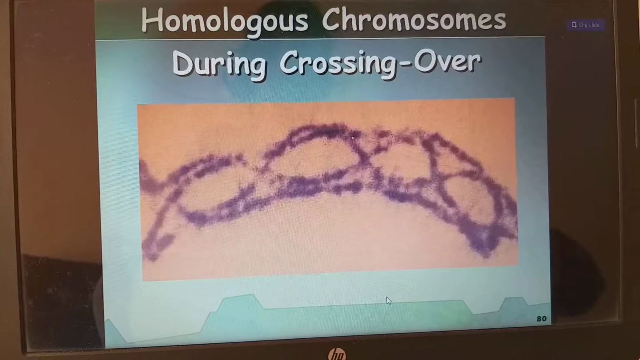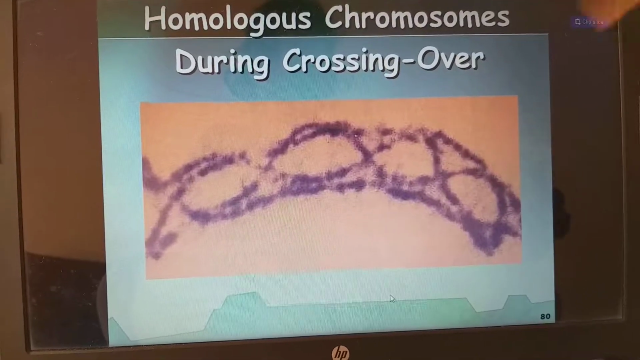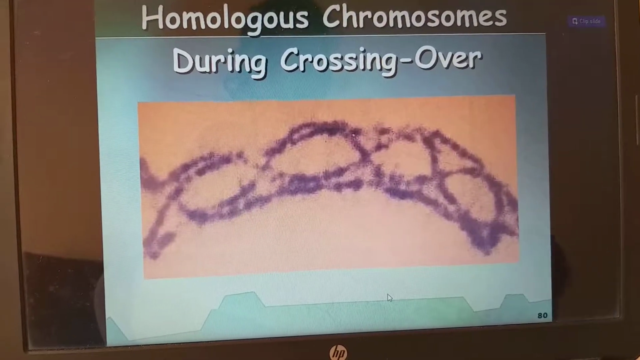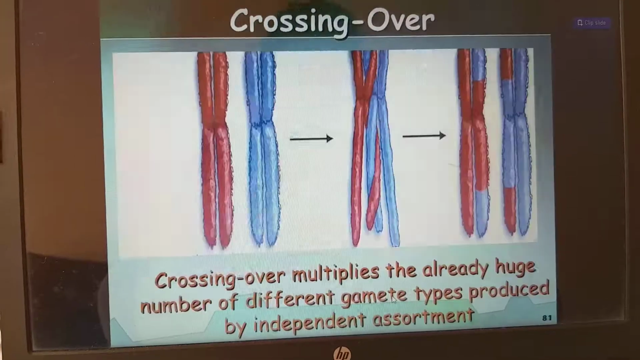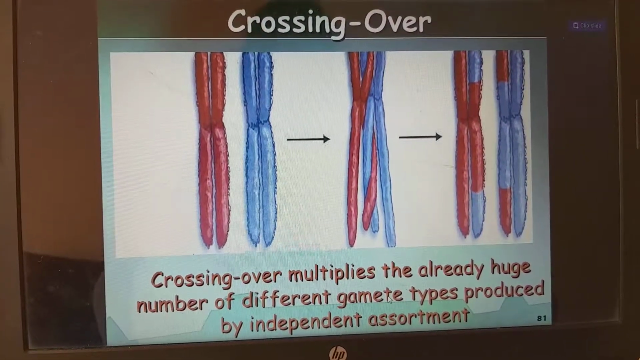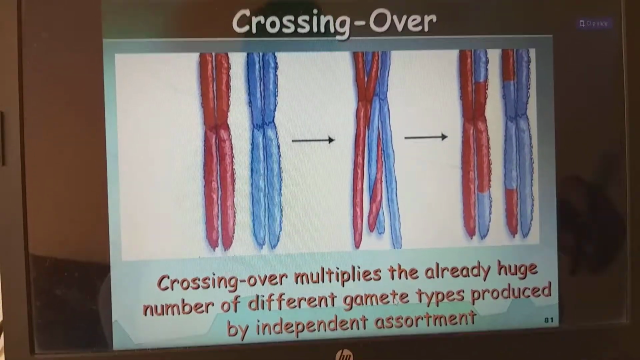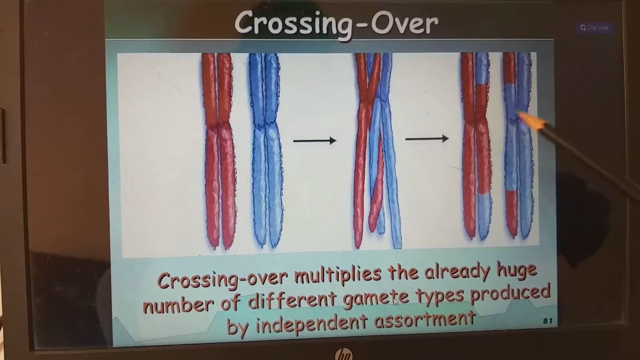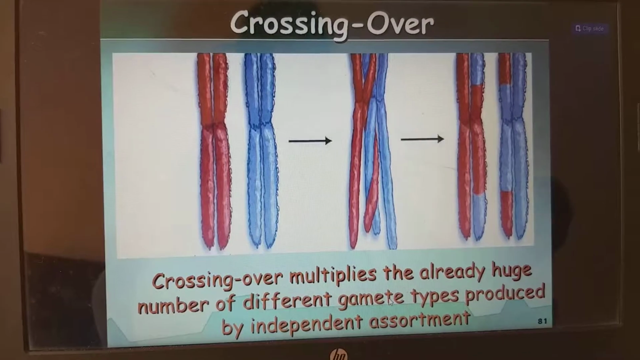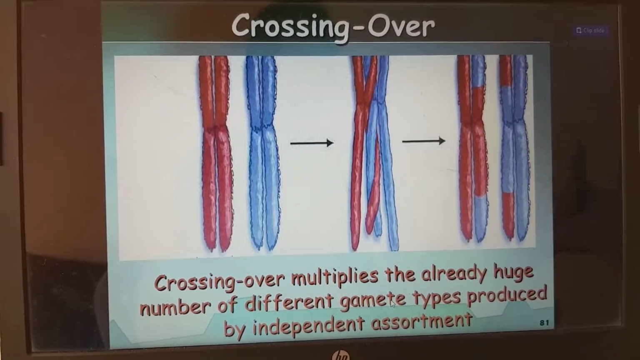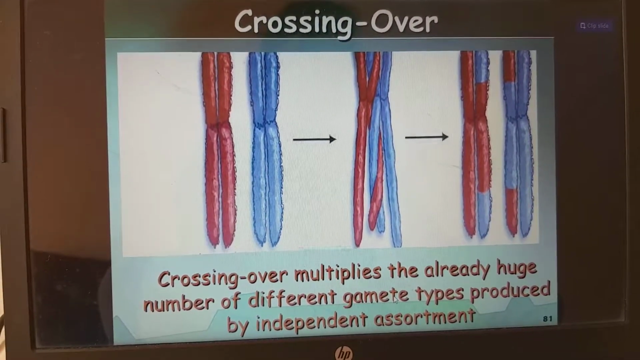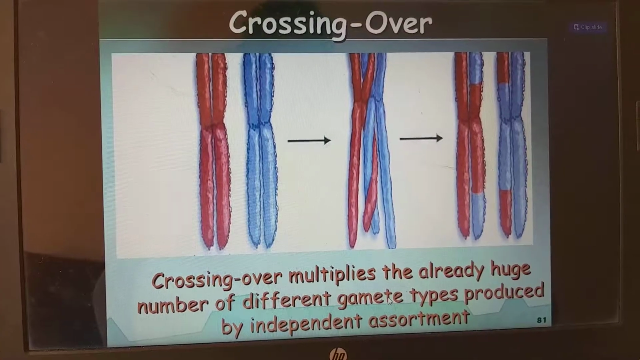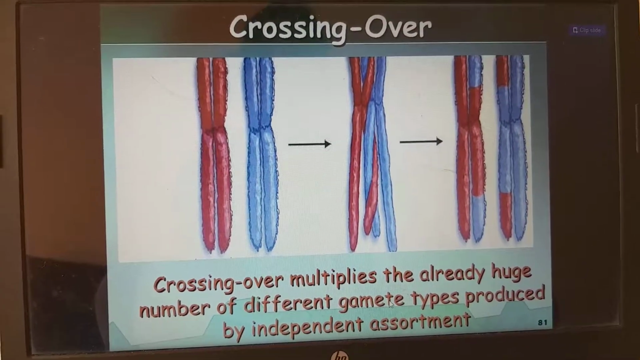Next, homologous chromosomes during crossing over, this is the picture. This is one more picture of crossing over. Here the color has been changed. Crossing over multiplies the huge number of different gamete types produced by independent assortment. So it follows the law of independent assortment.